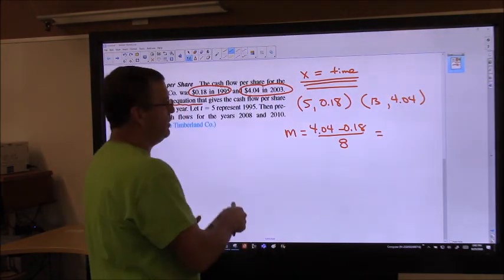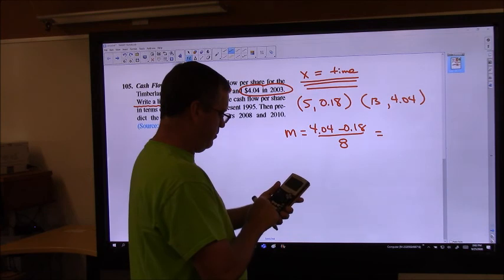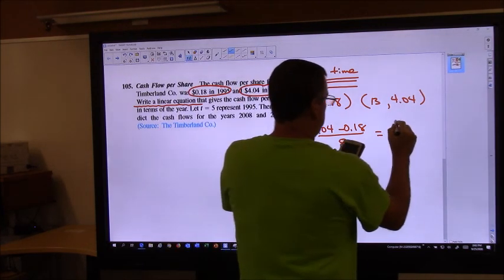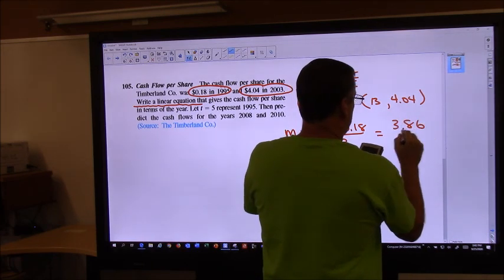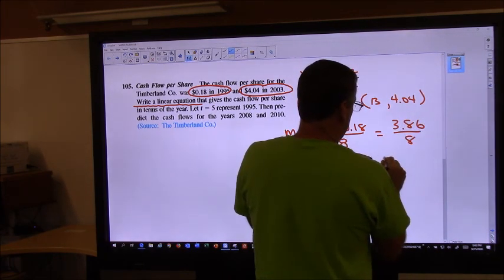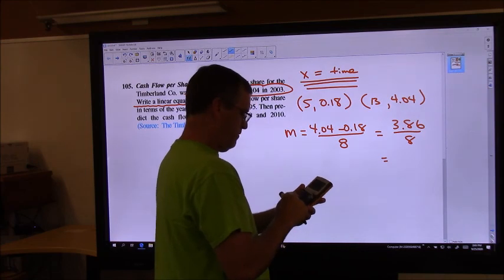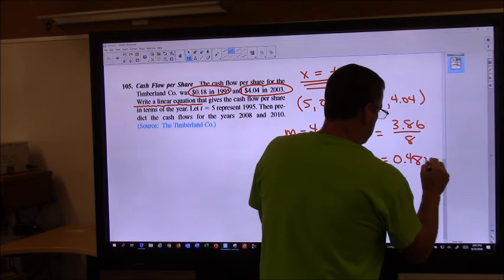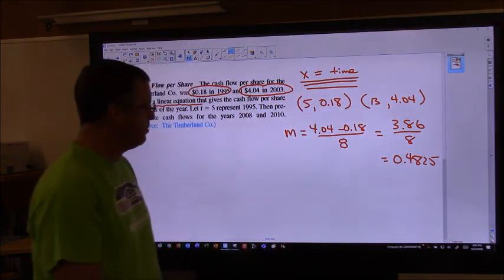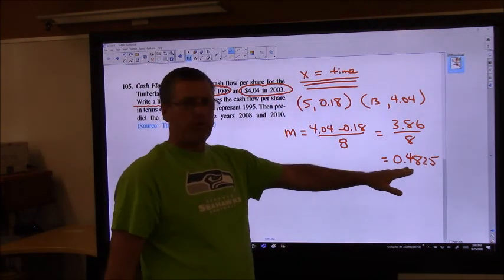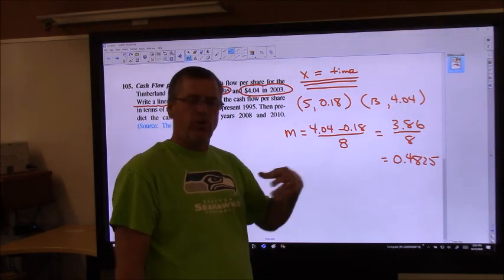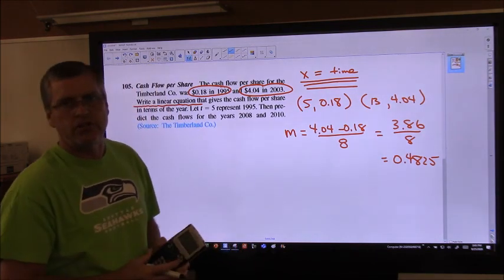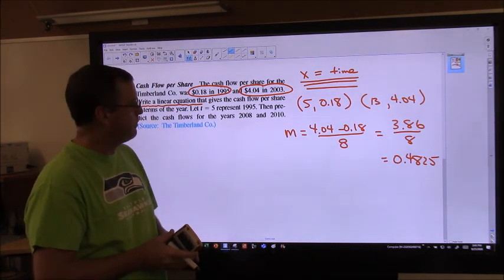And so now I need to go ahead and subtract that. So 4.04 minus 0.18. I get 3.86, and I'm going to divide that by 8, which gives me 0.4825. There's my slope. Now, I know I said that we're going to round to 3 digits, but really that's just the final answer. So I may go ahead and just keep track of all 4 digits past the decimal until I get there. Okay?